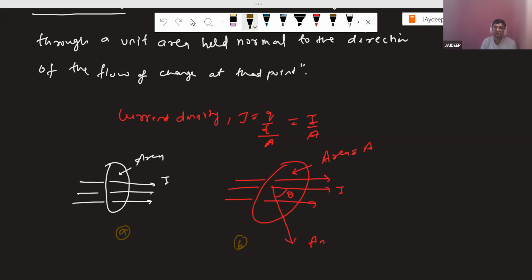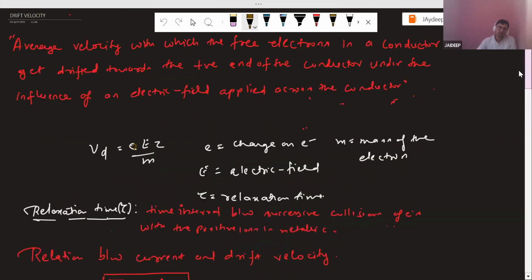What is the formula, Saifullah, for drift velocity? I am showing you again. Just write. Vd equals charge of electron into electric field into relaxation time by mass. Write down this formula in your notebook. All right, fast. e tau over m.